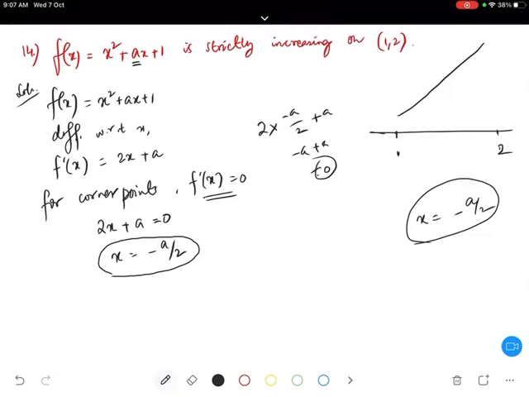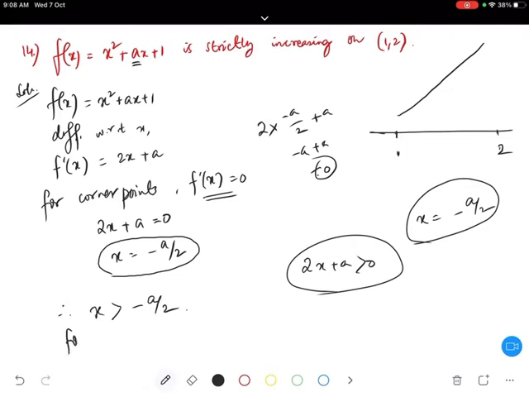Now least value of a means what? I have to tell a value of a such that 2x plus a is greater than 0. Yes or no? Understood? So in order to write down in here, I will write x is greater than minus a by 2 for the least value of a.